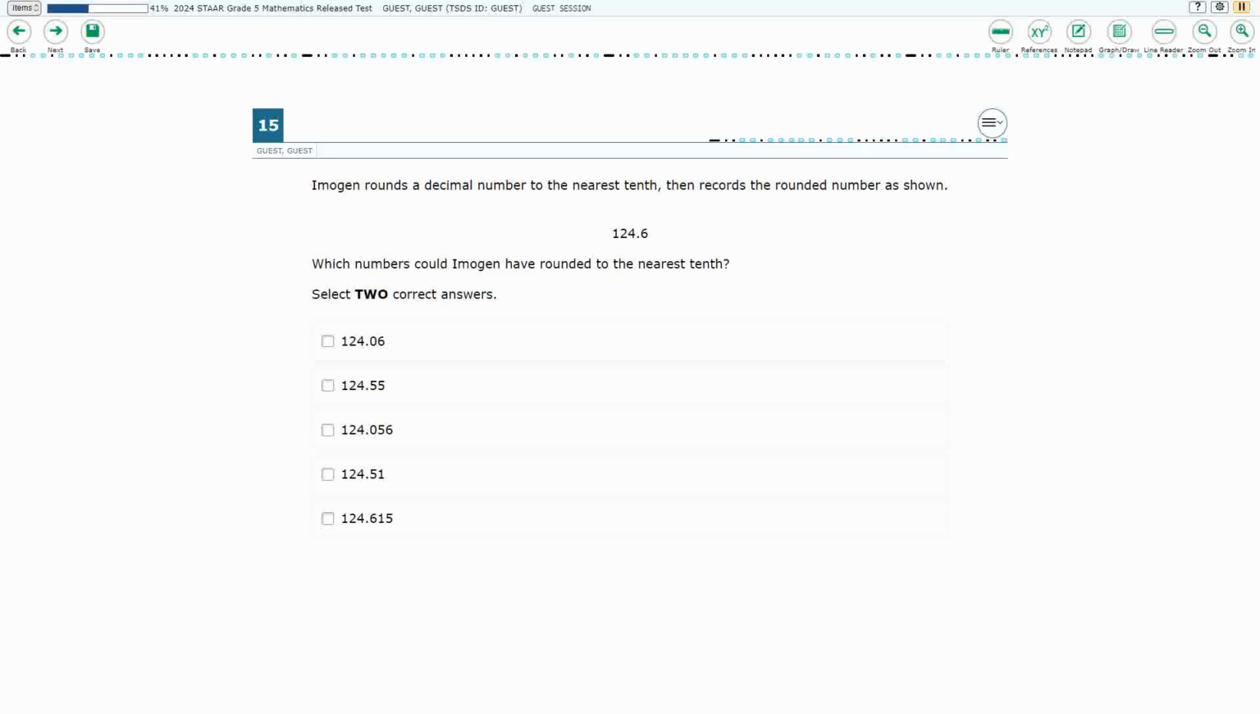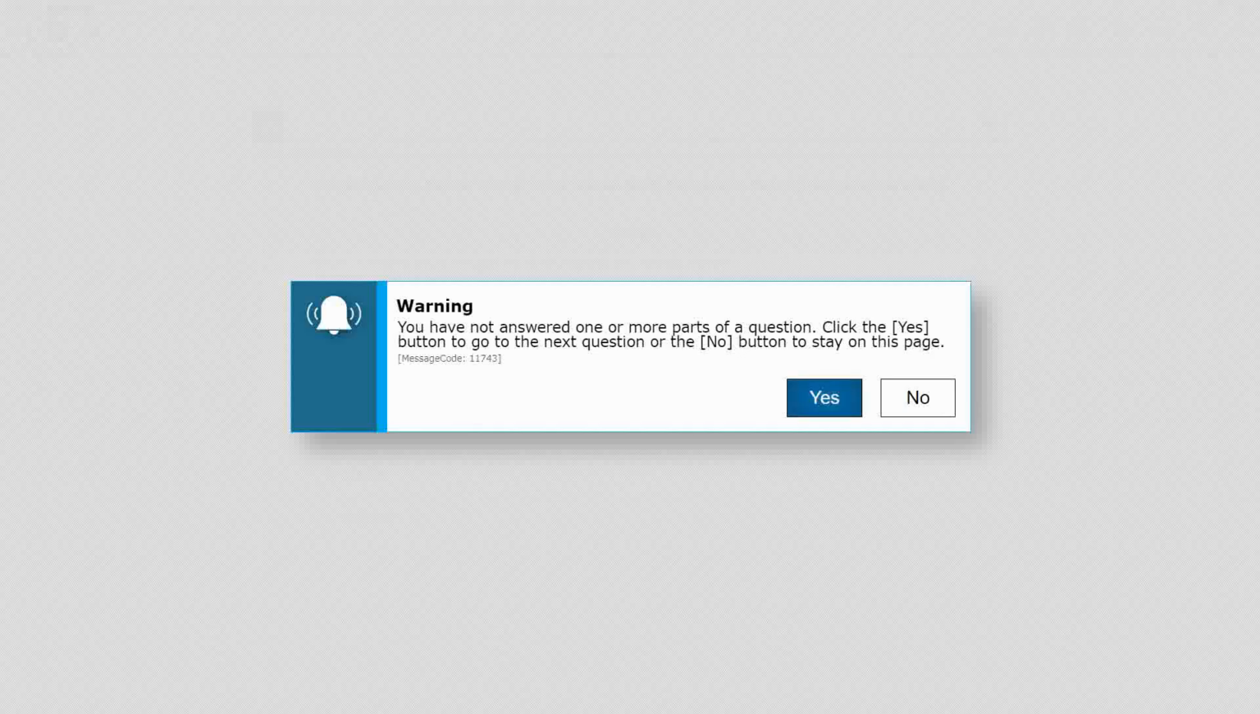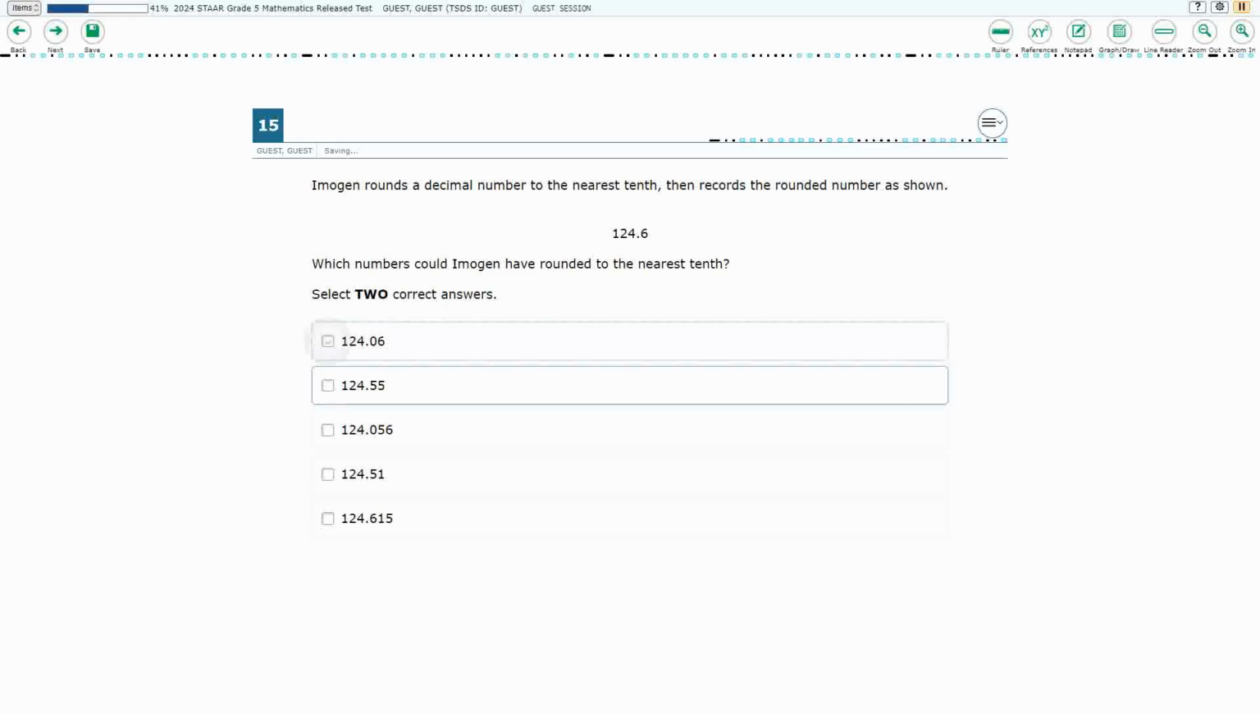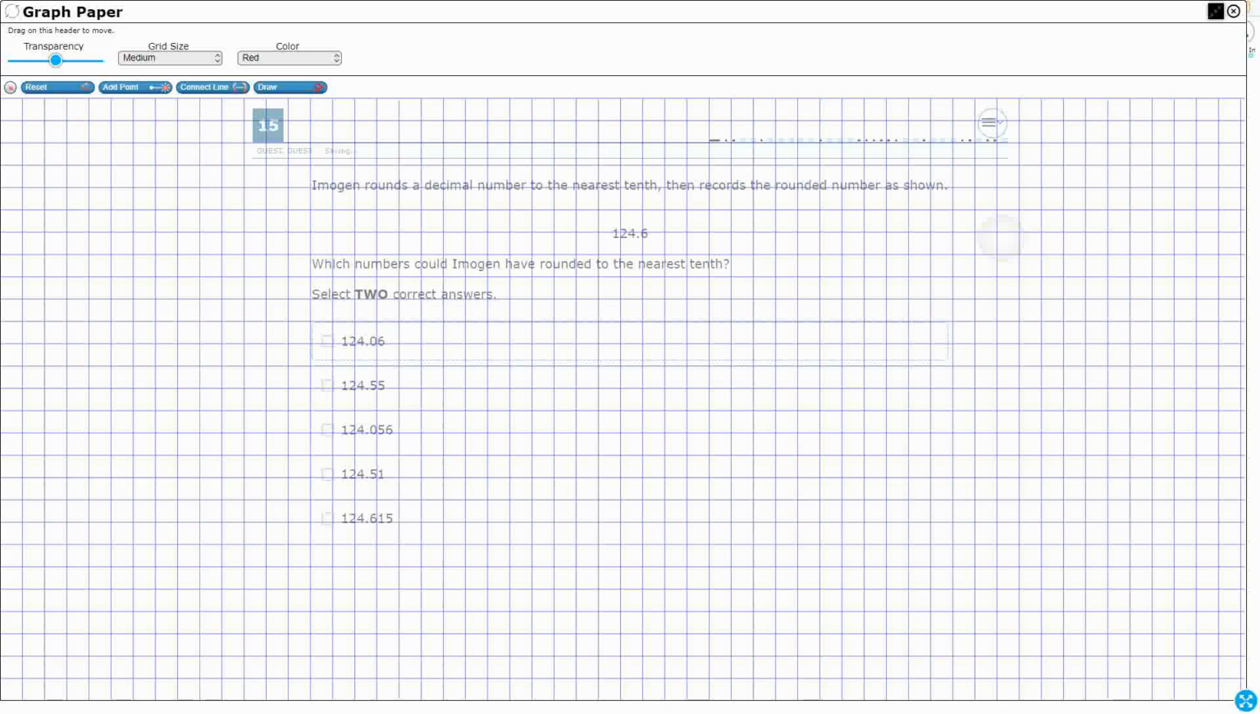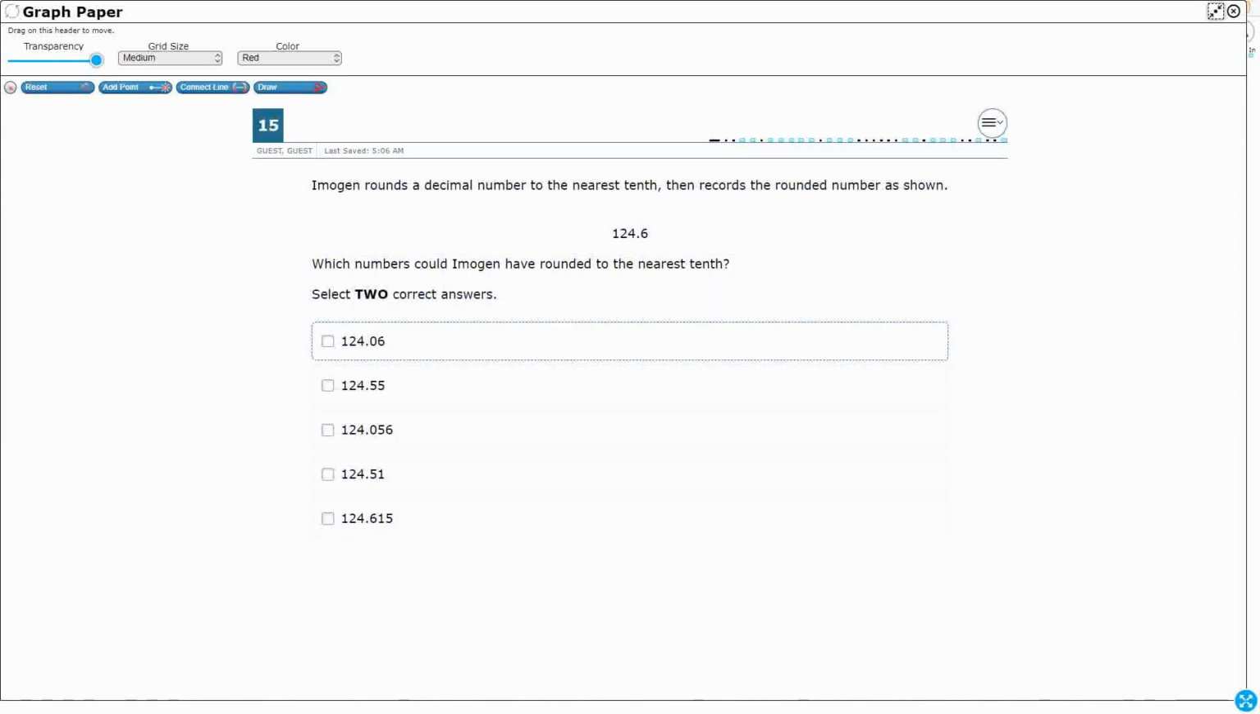So this is a two-point problem, and we need to select two correct answers. If I select the first two, you'll notice it is impossible to select a third. If I only select one and attempt to move on, I am going to get a warning signal. So let's see if we can get both points on this question.